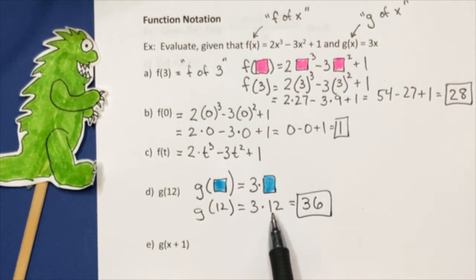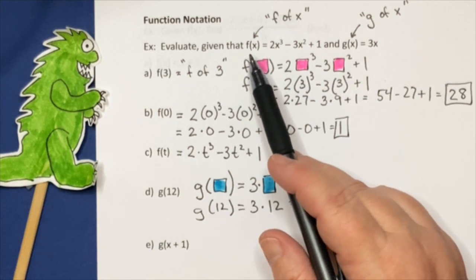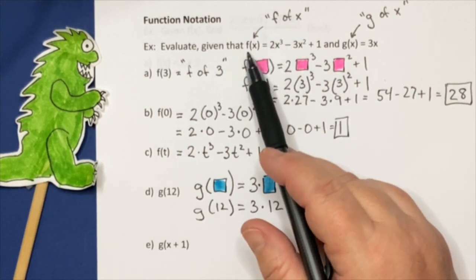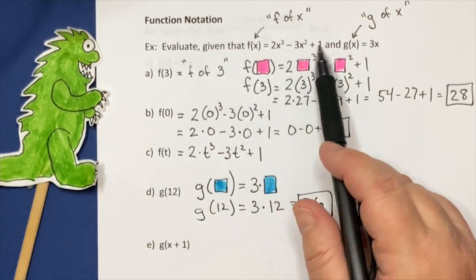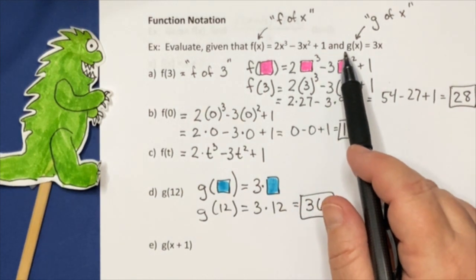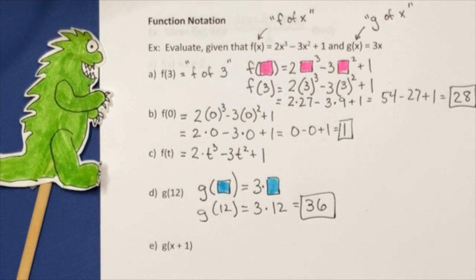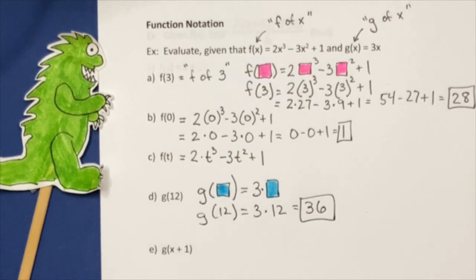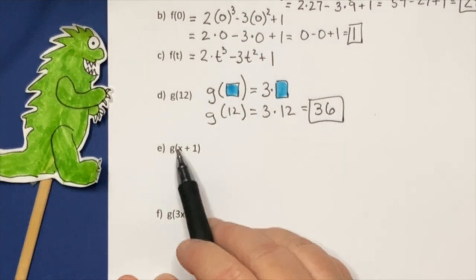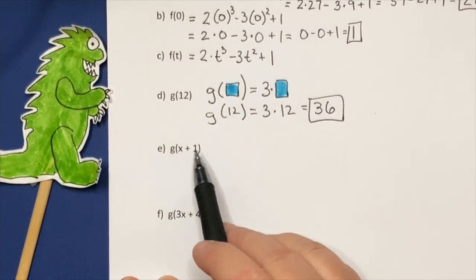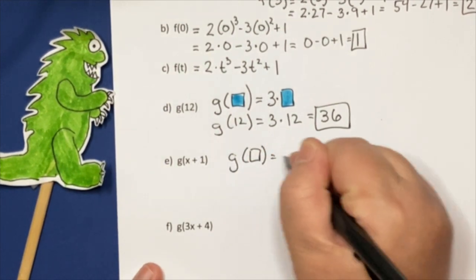Okay, so let's go a little further, and then things get a little wilder. G of x plus 1. Now this one is weird enough. I'm going to rewrite the box version. And again, with the boxes, g of whatever the x is, or the box, g of box is 3 times the box. So g of x plus 1 is 3 times, and then x plus 1 goes in there.